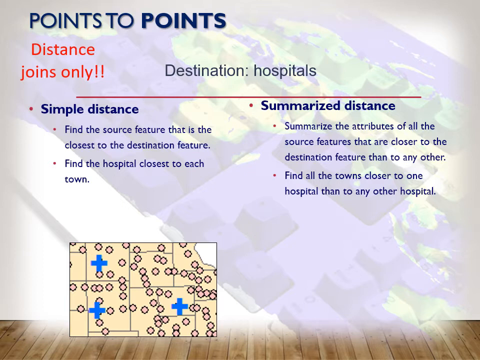So find all the towns closer to one hospital than any other hospital. You can't list all the towns, so you're going to have to summarize the attributes of those towns. For example, finding all the towns closer to one hospital than any other hospital will tell us how many people are closer to one hospital than another. Population is probably in the database of towns, and you can summarize that population.